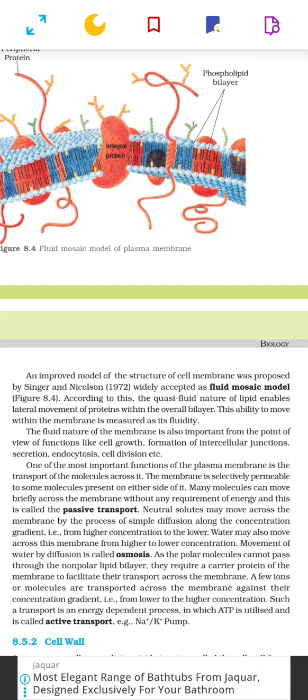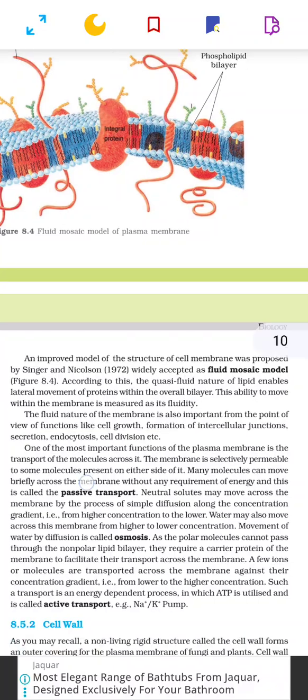As polar molecules cannot pass through the non-polar lipid bilayer, they require a carrier protein of the membrane to facilitate their transport across the membrane. A few ions or molecules are transported across the membrane against their concentration gradient, that is from lower to higher concentration. Such a transport is an energy-dependent process in which ATP is utilized and is called active transport. For example, the sodium-potassium pump.